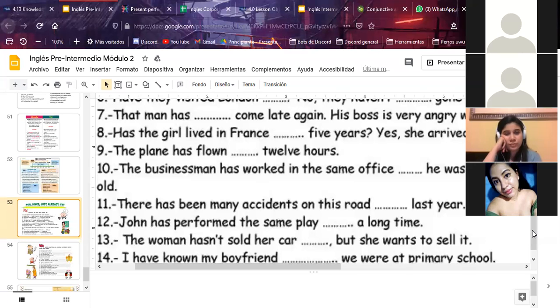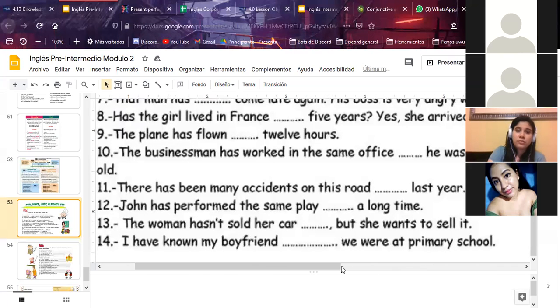That man has already come late again. His boss is very angry with him. Yeah, that might work. That man has already come late again. The same as the other one, maybe I will use just. That man has just come late again. His boss was very angry with him. But already works as well. I mean, they are kind of similar.